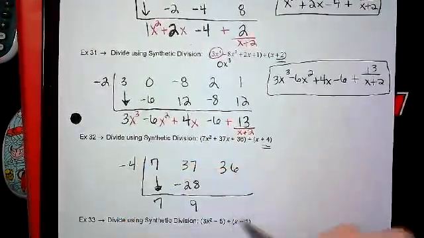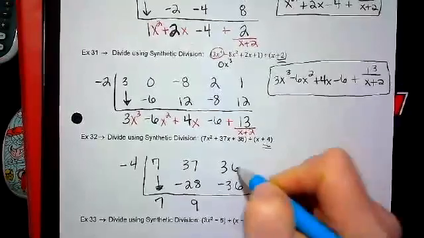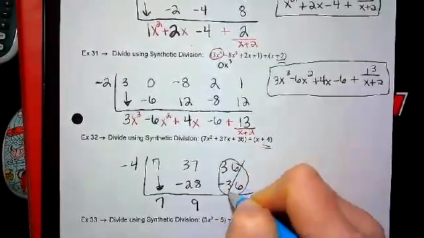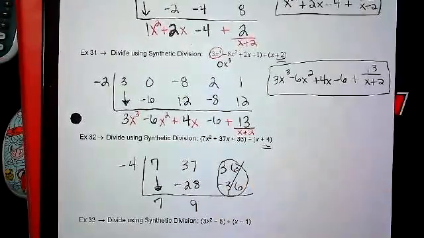Negative 4 times 9 is a negative 36. So this remainder column zeroed out. So we don't actually have a remainder in this one example. So I did kind of mention that you don't always have a remainder. A lot of times you do, but you don't always.